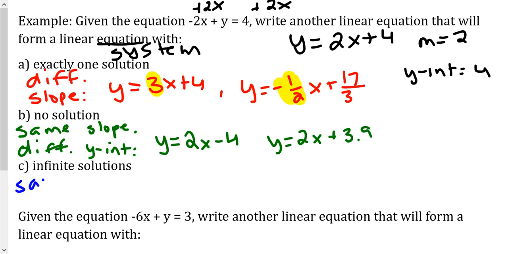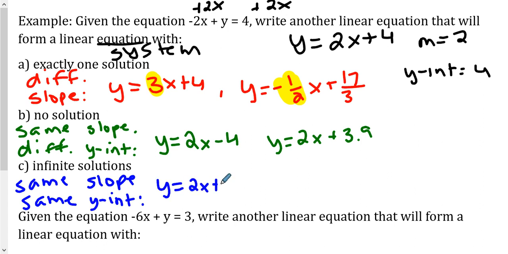And the last one, an infinite number of solutions. We need same slope, and we also need the same y-intercept. But again, a lot of these times these are disguised. So I technically need it to look like y equals 2x plus 4. But I could sneakily disguise this in a few other ways. I could call it 2y equals 4x plus 8, right? If everything is twice as big, it's still the same equation, right?